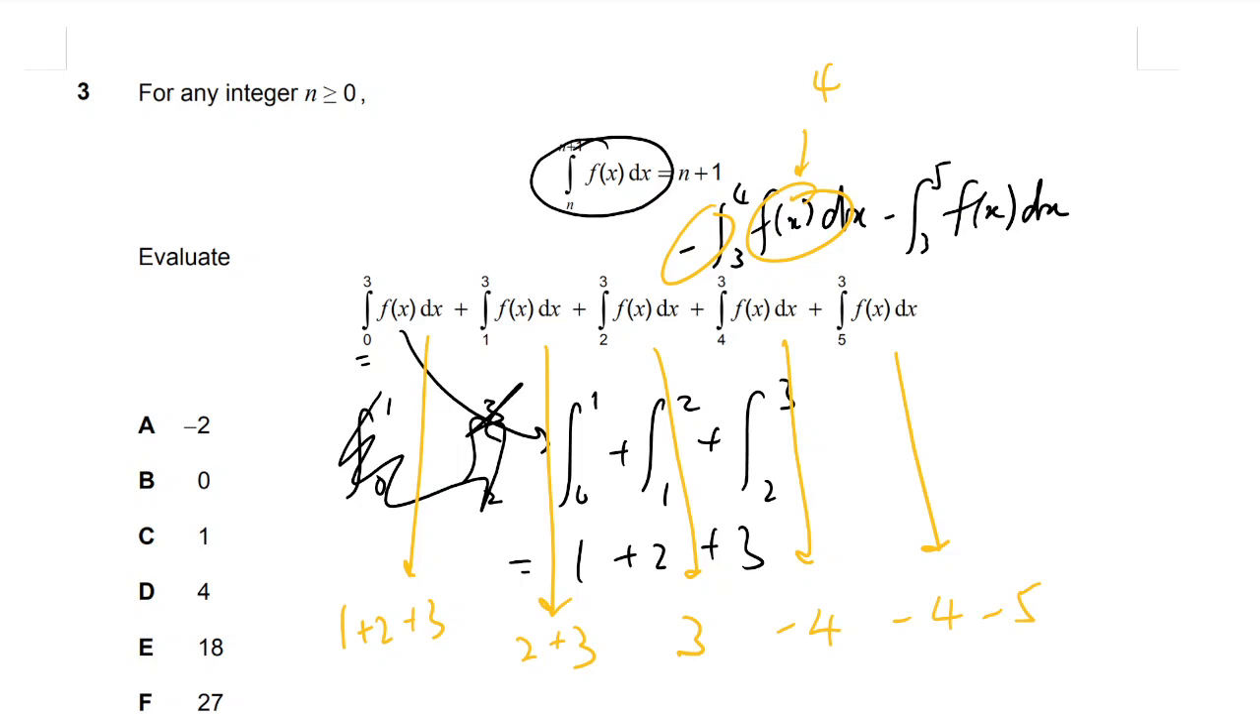Okay, let's evaluate all of this: 6 plus 5 plus 3 minus 4 minus 4 minus 5. What's that? I think that gives us 1, right? Because the positives sum to 14 and the negatives sum to 13, so that gives us 1. So the answer would be C. There we go.